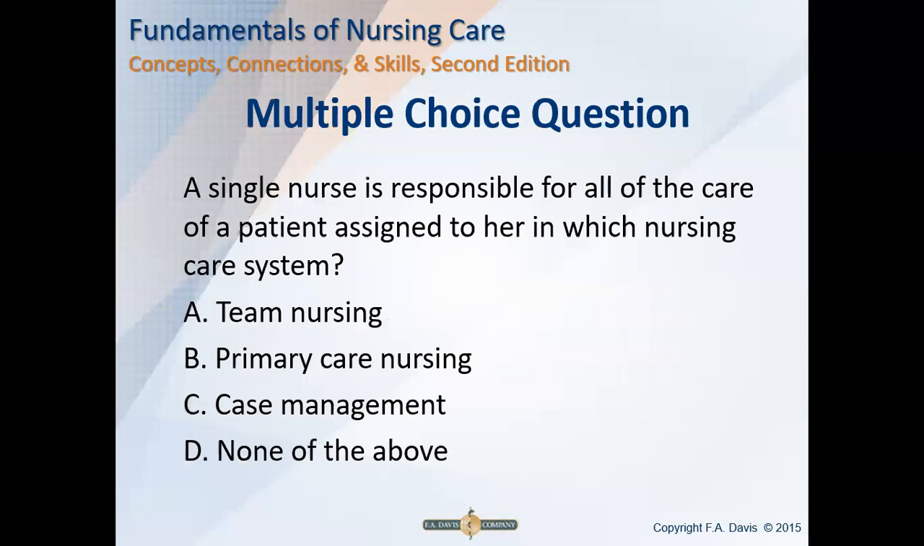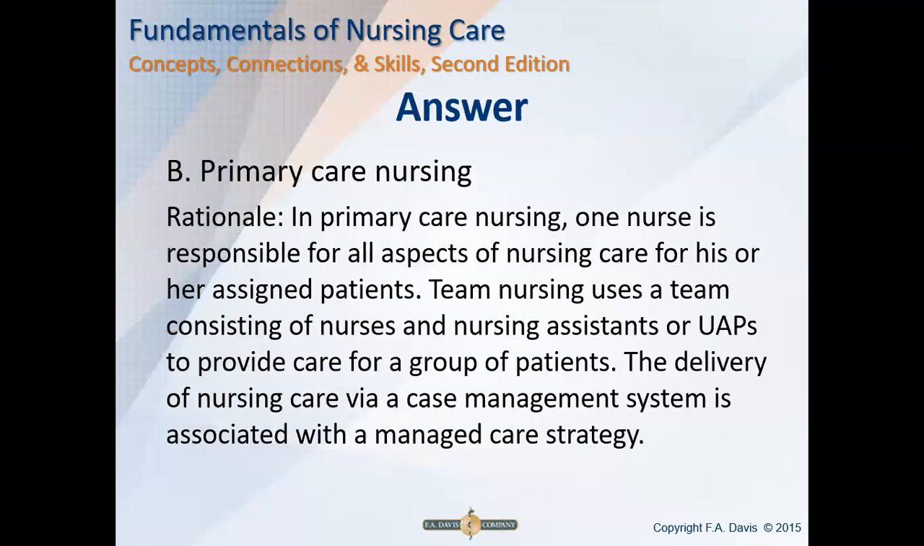Next is a question. A single nurse is responsible for all of the care of a patient assigned to her. In which nursing care system? Number A, team nursing. Number B, primary care nursing. Number C, case management. And number D, none of them. So what is your answer? Number B, right? Primary care nursing.